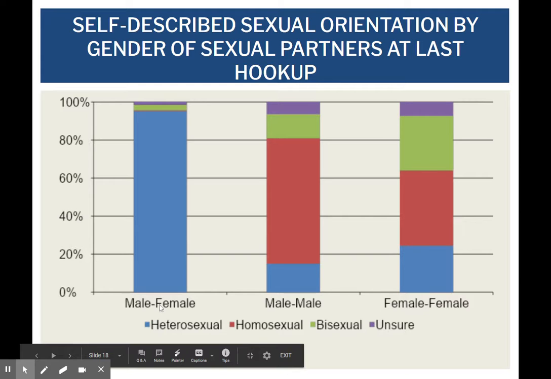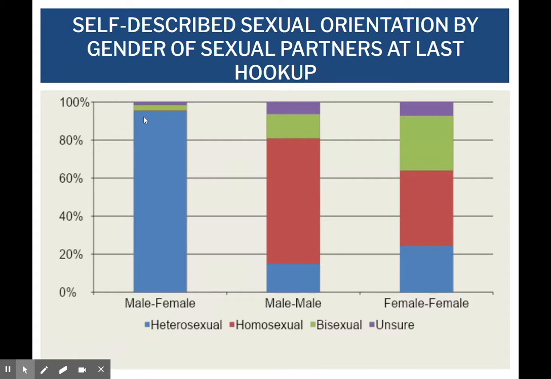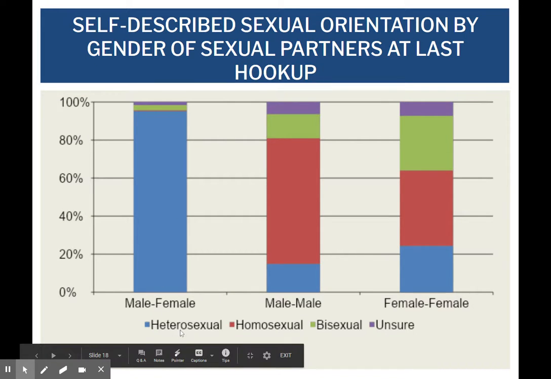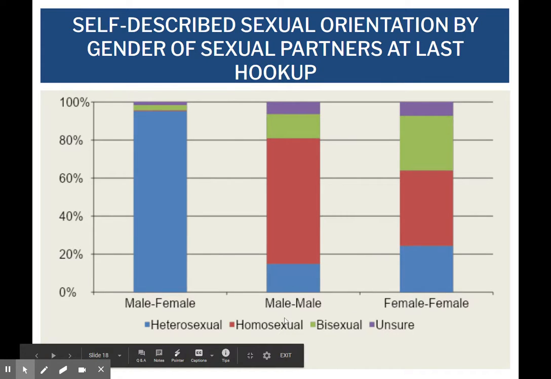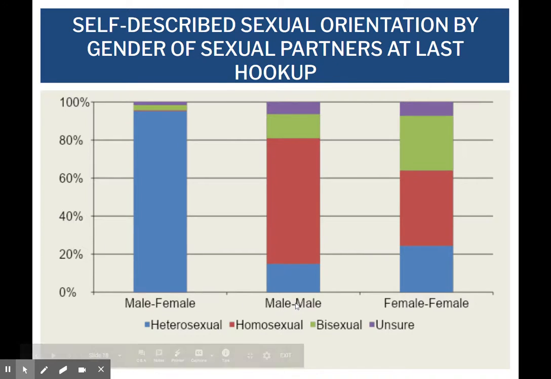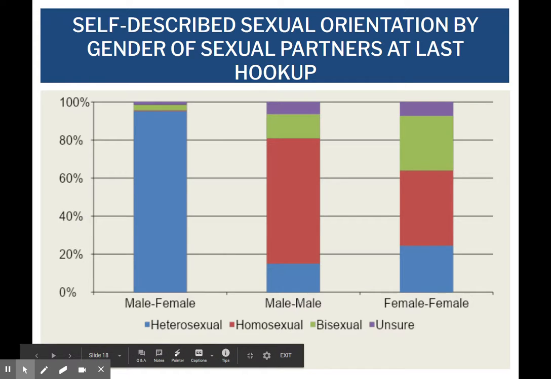So for folks whose last hookup was a male and a female partner, we see that the vast majority of them, somewhere probably over 90%, stated that their self-described sexual orientation is heterosexual. These are always going to add up to 100. We have a little tiny sliver here for homosexual, a little bit bigger sliver for bisexual, and a little sliver for unsure. Next, for everyone who answered that their last hookup involved two men, we're now looking at their sexual orientation.